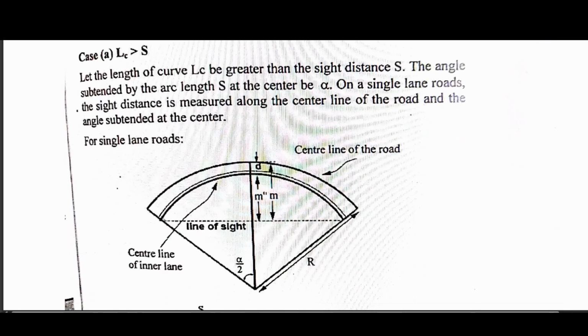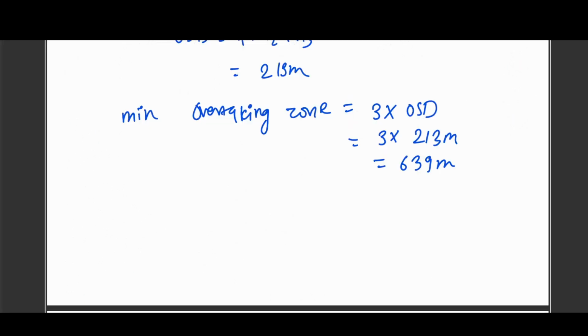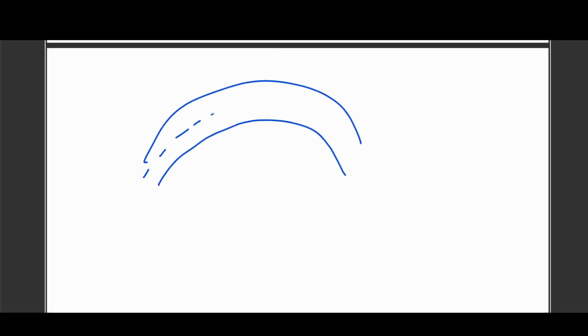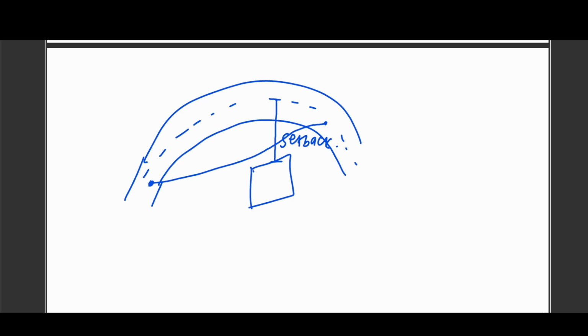So what is setback distance? I'll be showing you. This is the horizontal curve. This will be the center line of the curve, and this is the obstruction, it might be a house or something like that. This distance is known as the setback distance. How much setback distance should be kept so that a vehicle moving here can see the vehicle there, so that the vision will not be obstructed by this building, that is known as the setback distance.